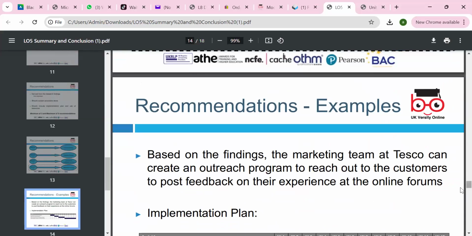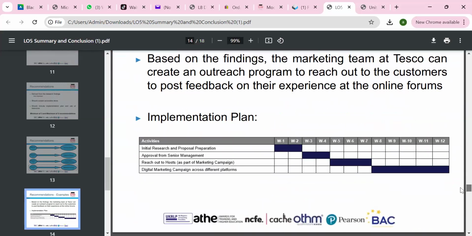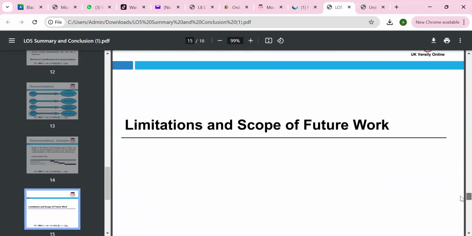For example, based on the findings, the marketing team of Tesco can create an outreach program to encourage customers to post feedback on their experience at online forums. For the implementation plan, of course, the proposal needs approval of the senior management, followed by a marketing campaign and digital campaign across different options.